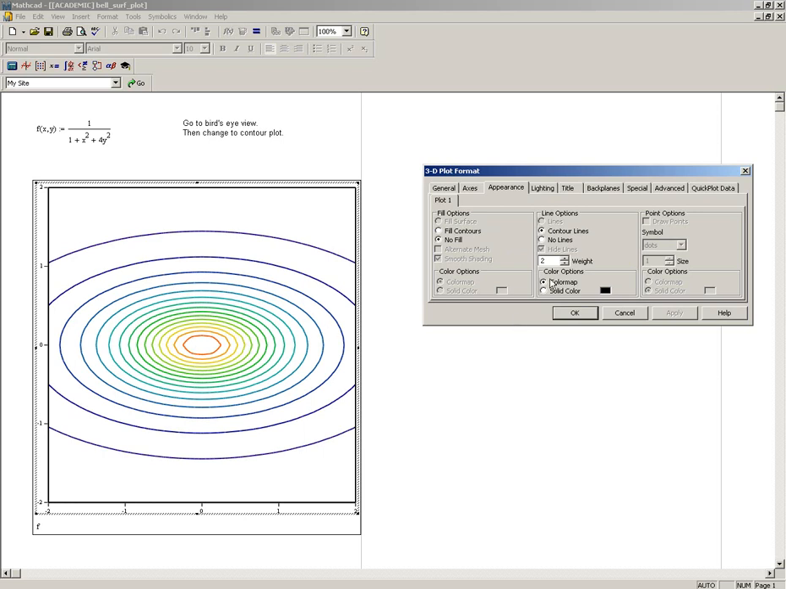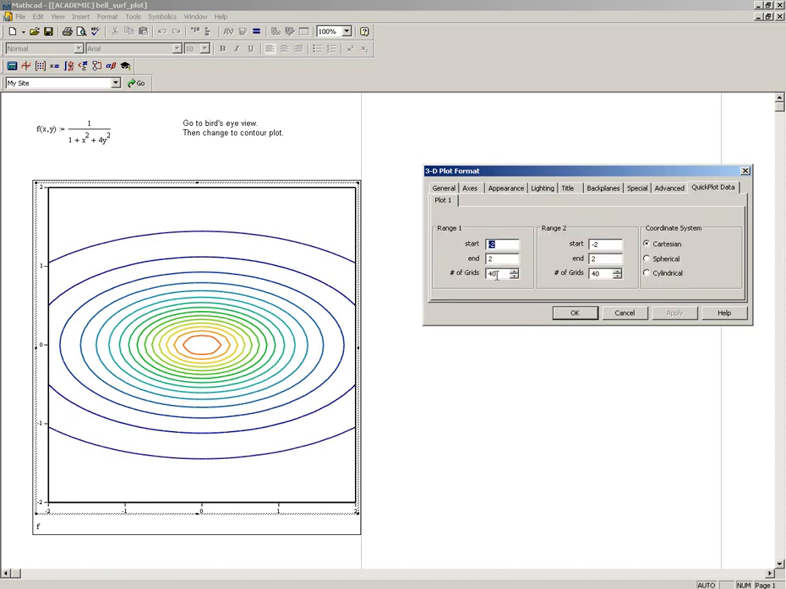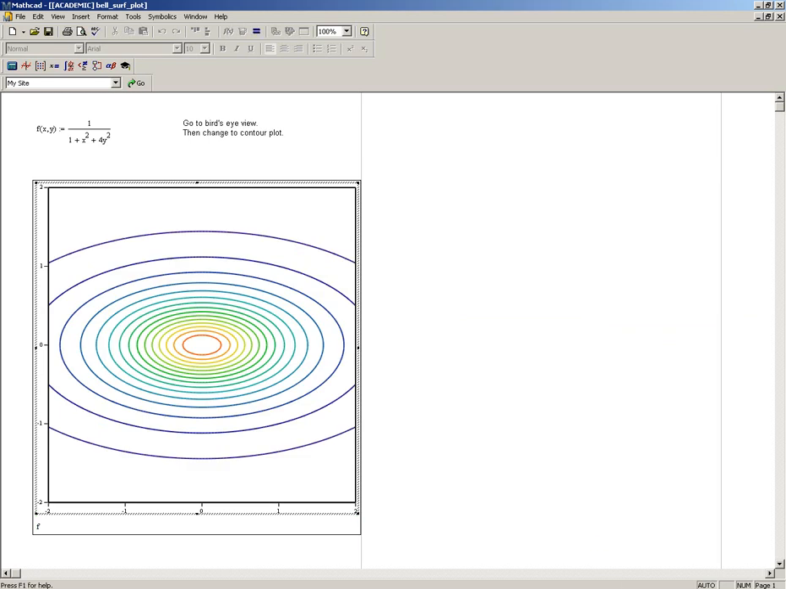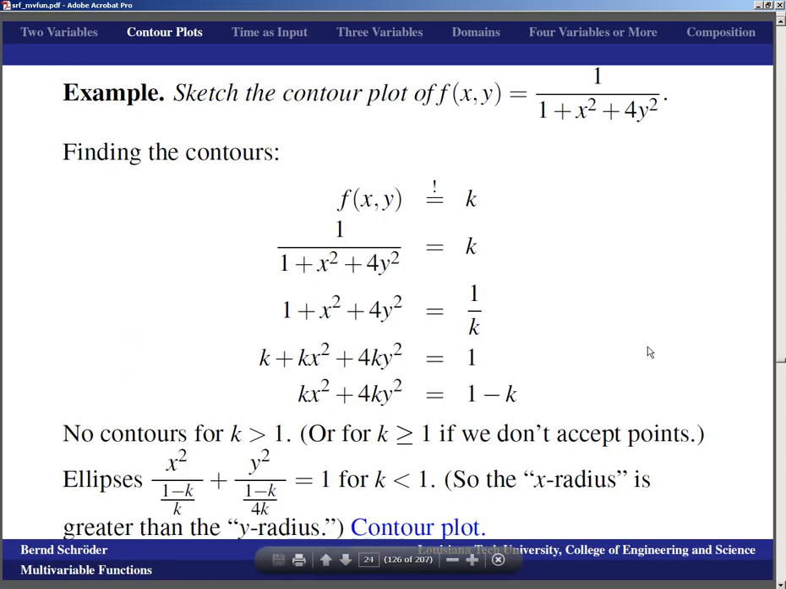And these aren't quite ellipses, but that's basically just because we don't have a fine enough mesh. So if we go to a mesh of 100 by 100, the problem then is that it takes a little while to draw. Okay, it doesn't take that long, but here we actually get the concentric ellipses where the quote-unquote x radius is larger than the quote-unquote y radius. All right, so we have drawn the contour plot there.